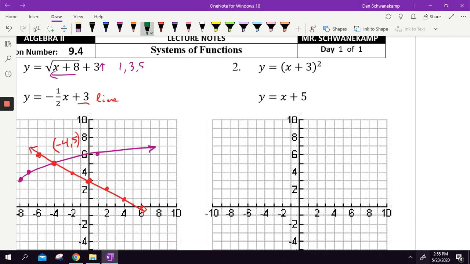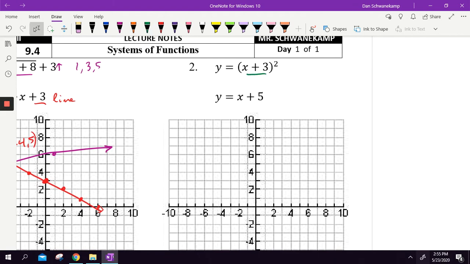Let's do another. x plus 3 squared. So that is a parabola. This plus 3 is taking me to the left 3. The parabola pattern is 1, 3, 5: up 1 over 1, up 3 over 1, up 5 over 1, on both sides. I do want to be pretty precise on this graph because I am trying to figure out where they intersect. So the more precise, the better.